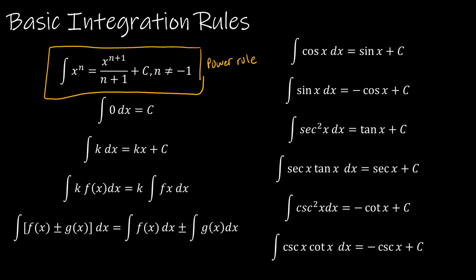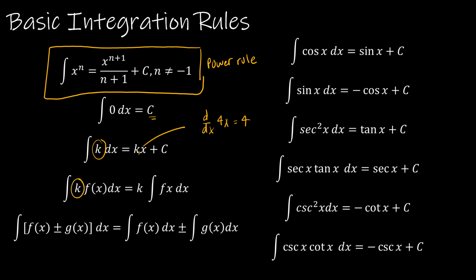Obviously, if I'm integrating 0, I'm just going to get c. If I'm integrating k, which is some constant, I'm going to get k times x. And again, all of these should make sense, because if I was taking the derivative of, say, 4x, you would say the derivative is just 4. And that's what they're saying here, is if you have 4, then it came from 4x. So that's really all the antiderivative is saying.